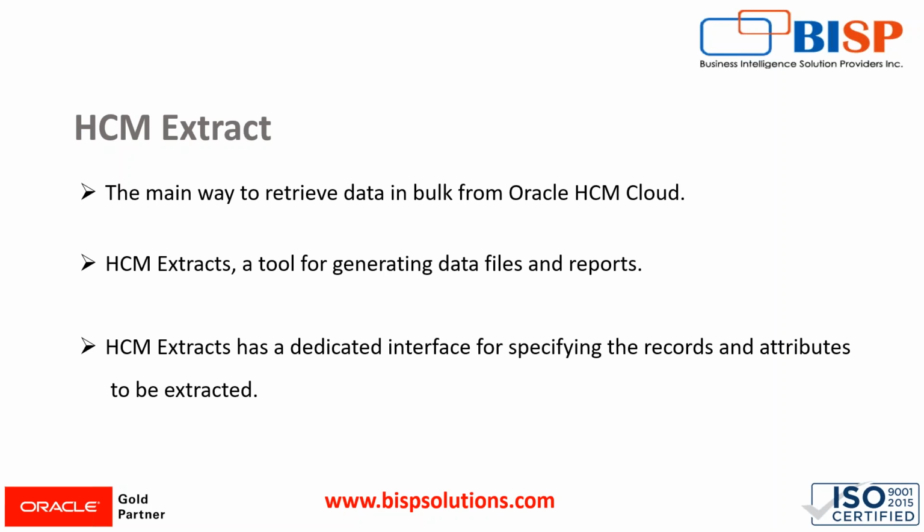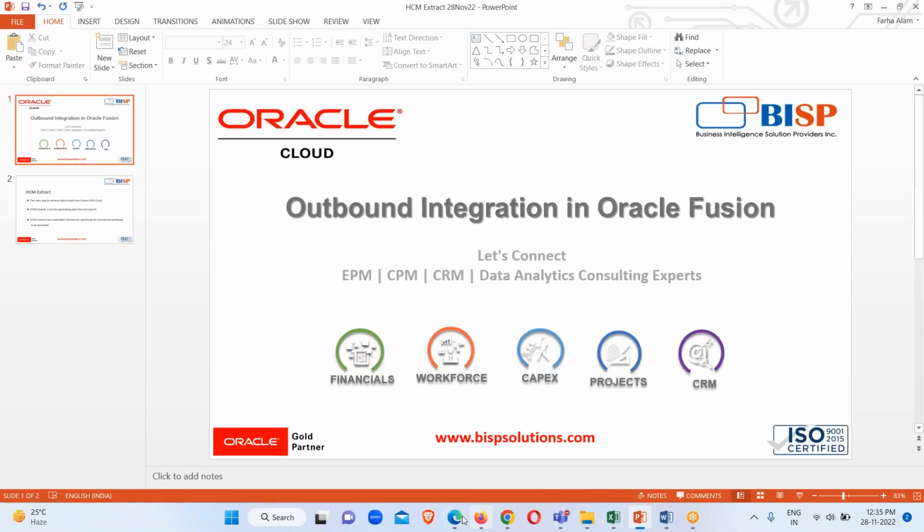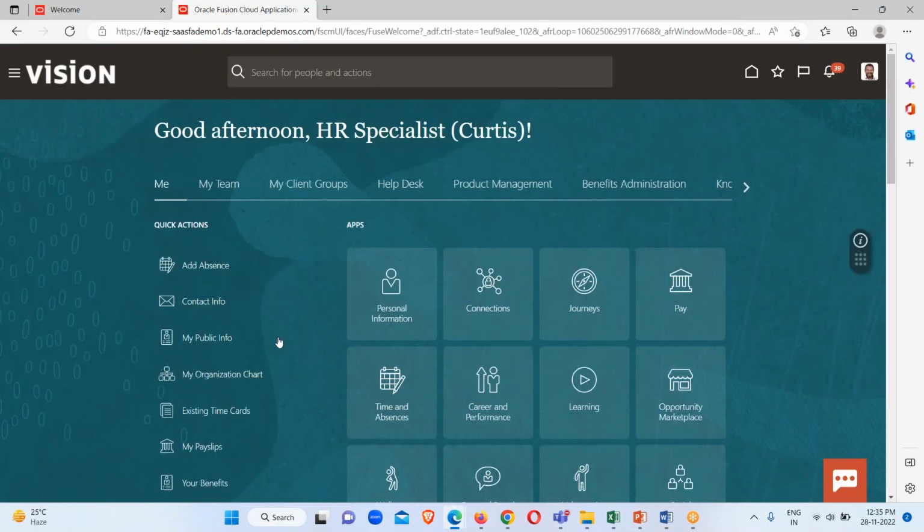Now I will show you the navigation for this HCM extract in the Fusion instance. How can we reach there, and how can we create our extract? Let me show you. So here is my instance. I have logged in as the HR specialist, whose username is Curtis PT. And now the navigation in order to reach the HCM extract part.